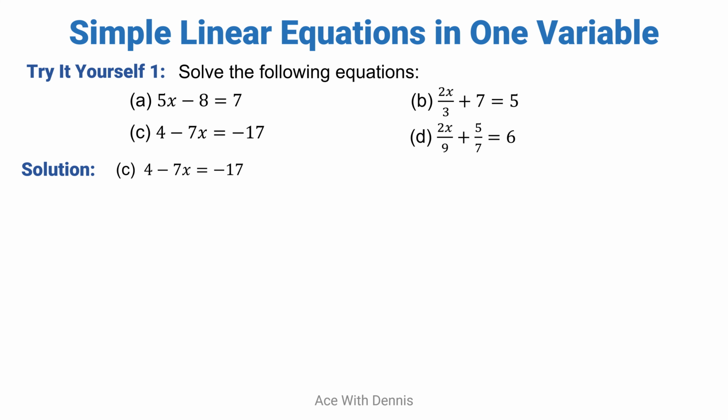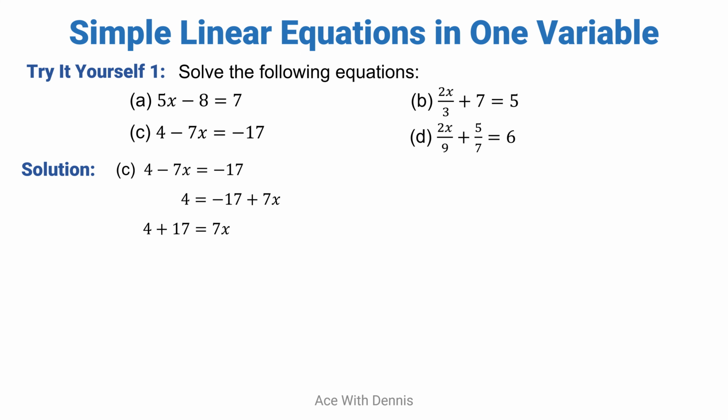For C, 4 minus 7x equals negative 17. So you have to be very extra careful here because there are two negative numbers here, which are negative 7x and negative 17. So we always want to make the x term to be positive. Hence, we move the minus 7x to the right side, becomes plus 7x. So 4 equals negative 17 plus 7x.